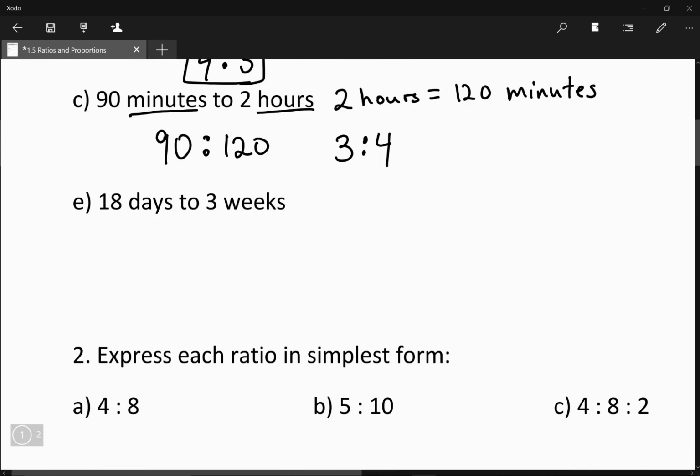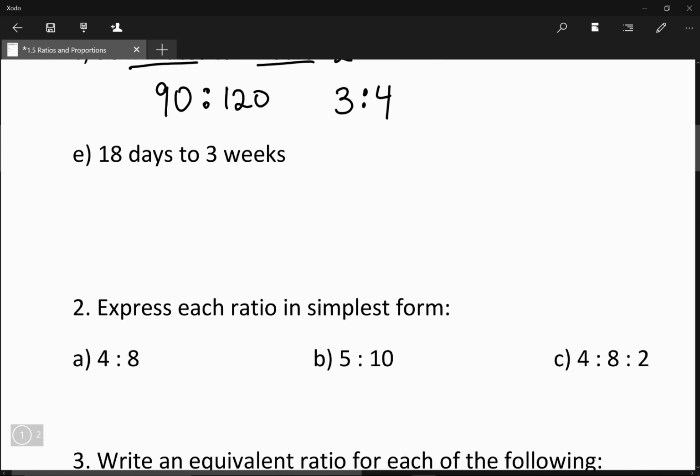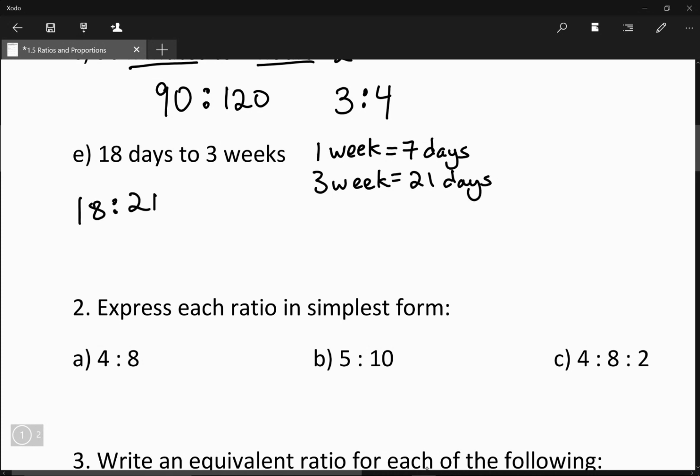Okay, 18 days to 3 weeks. So if 1 week has 7 days, then 3 weeks would be 7 times 3, which is 21 days. So my ratio would be 18 days to 21 days. In reduced terms, if I divide both by 3, 18 divided by 3 is 6, 21 divided by 3 is 7. So my ratio in reduced form would be 6 to 7.